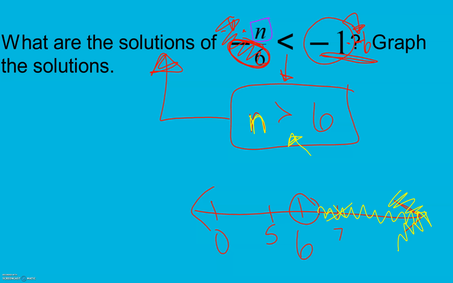And if we check 6, if we plug it in, gives us -1 equals -1. Perfect for our boundary point. And if we pick a big number like 12, for example, I get -2 is less than -1, which is also true. So we are correct.